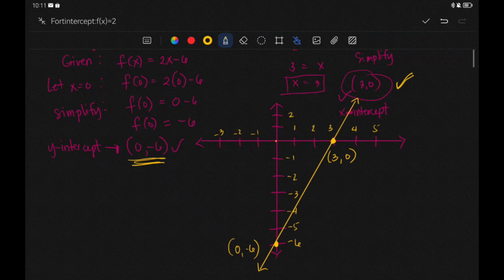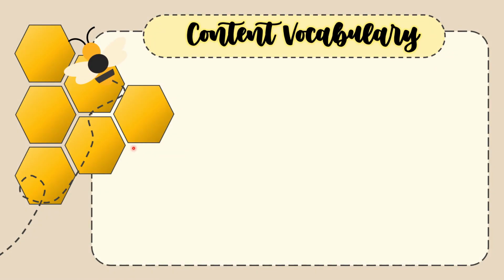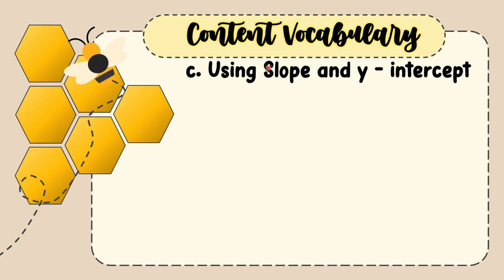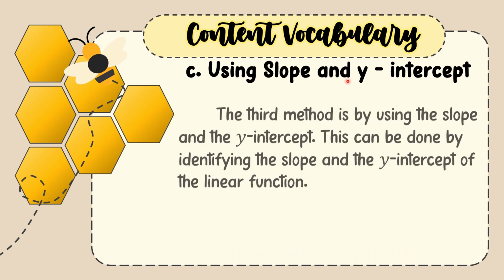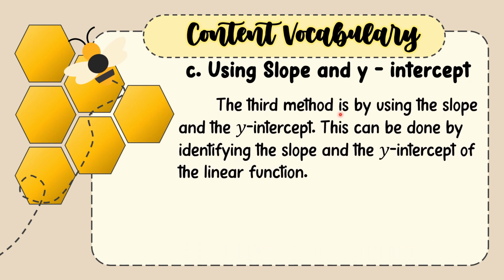So this is now our graph. Now let's proceed to the third method, which is about using slope and y-intercept. The third method is by using the slope and y-intercept. This can be done by identifying the slope and the y-intercept of the linear function.